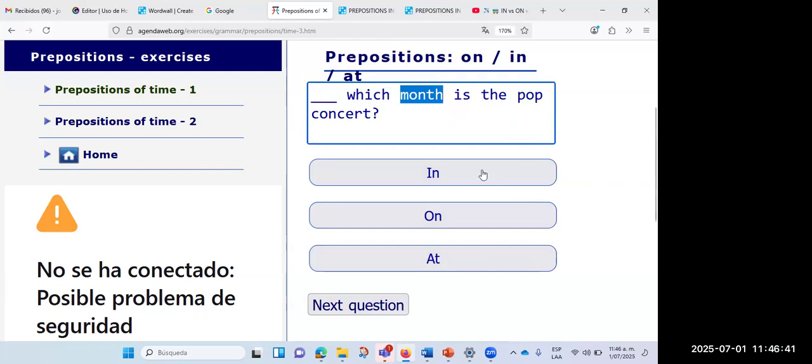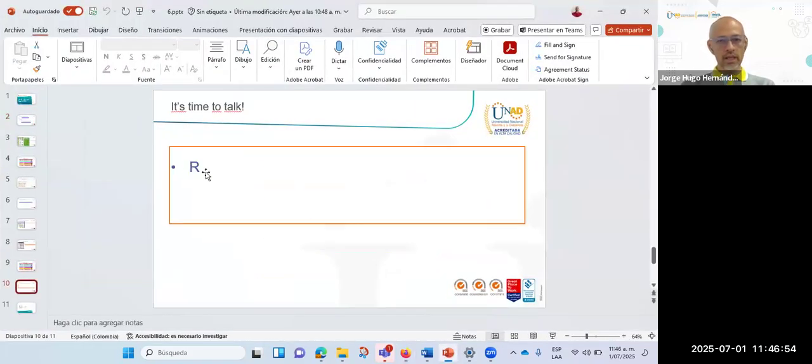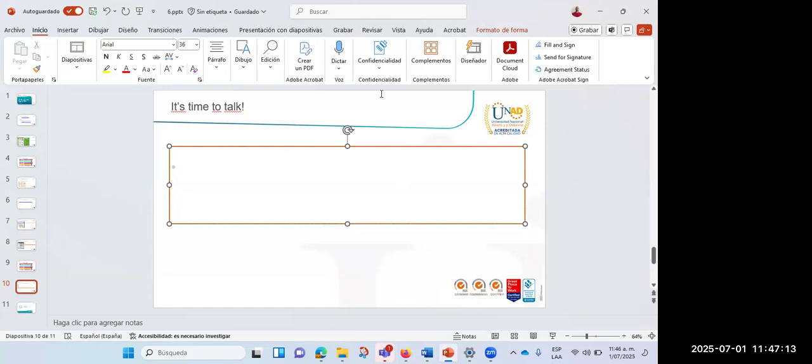On which month is the pop concert? Yes. Okay, now I'm going to ask you some questions. Kiara, we're going to start with you. Kiara, what time did you get up today? I get up today at 7:00.